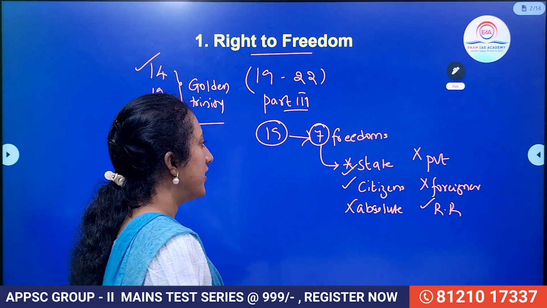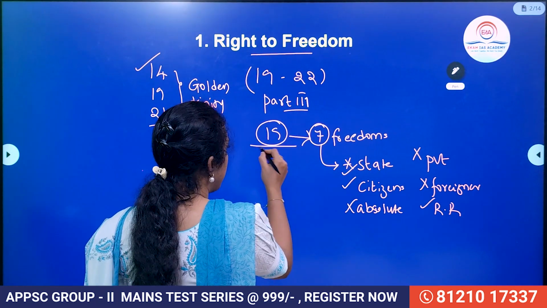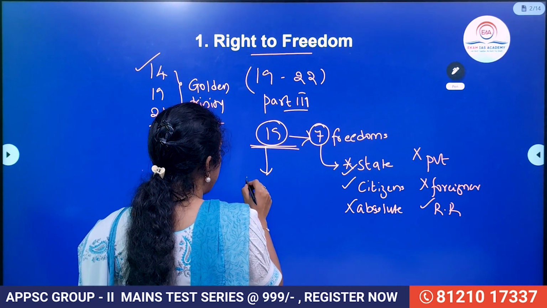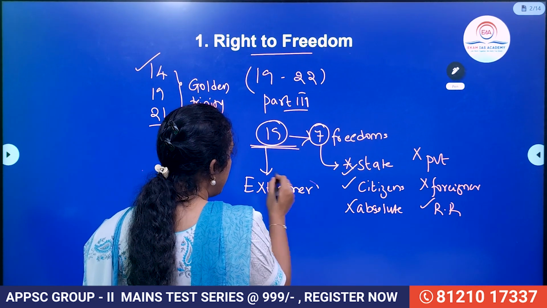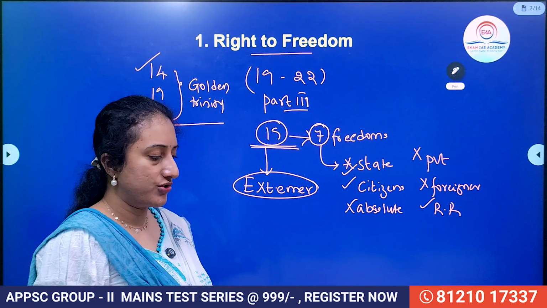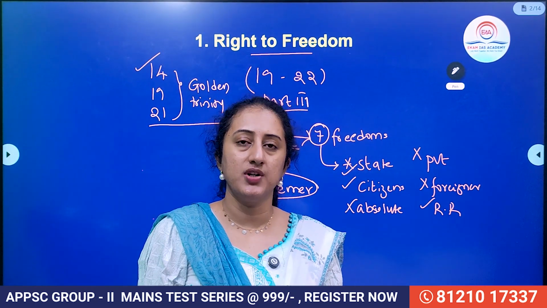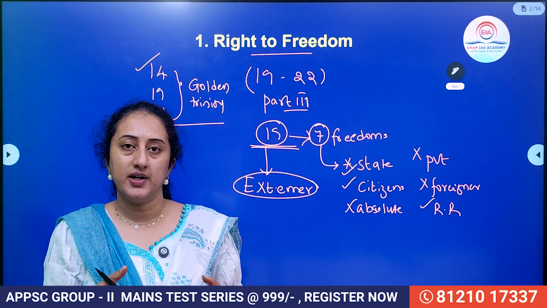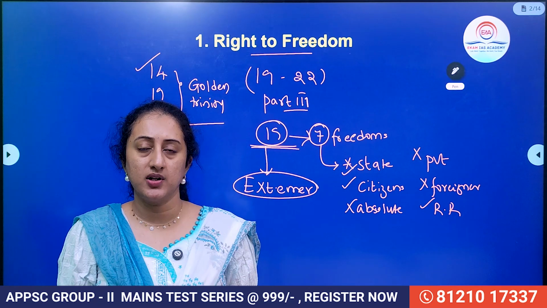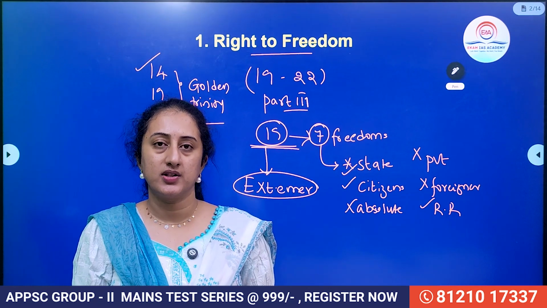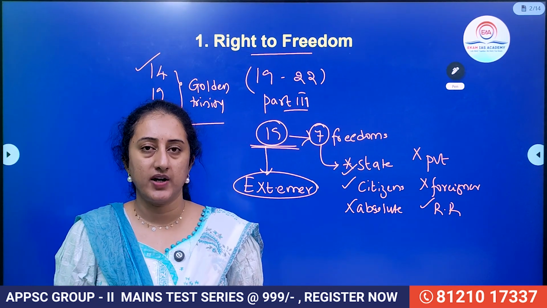Apart from this, we need to understand that Article 19 can be suspended during an external emergency. When an emergency is imposed on the grounds of war or external aggression, the freedoms under Article 19 and their enforcement can be suspended by the president, but they cannot be suspended in the case of an internal emergency. That is one thing we have to understand.